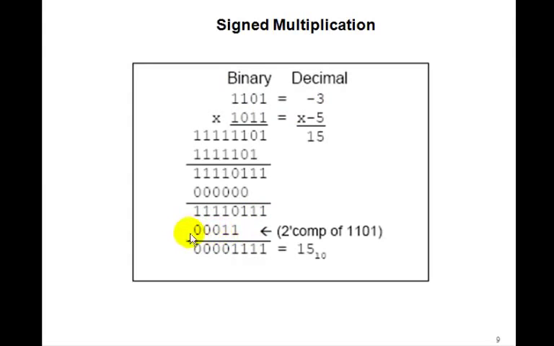So in the last step, you don't take the sign extended of minus 3, you take the 2's complement, so it's plus 3. Now if you add that, you'll end up with plus 15, which is the correct answer.